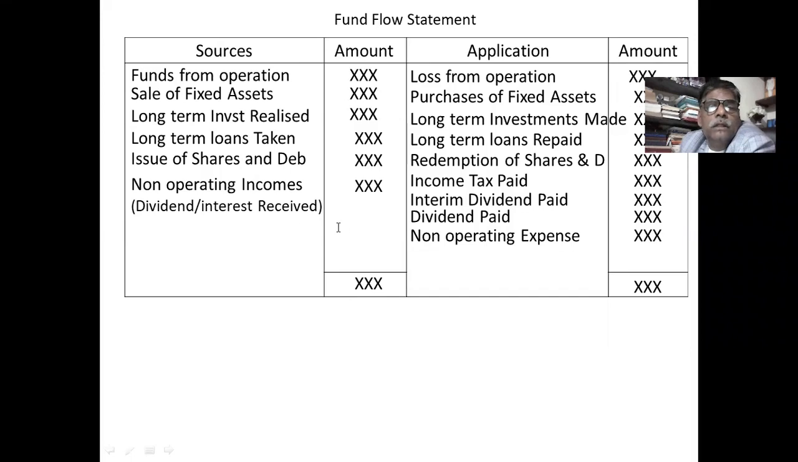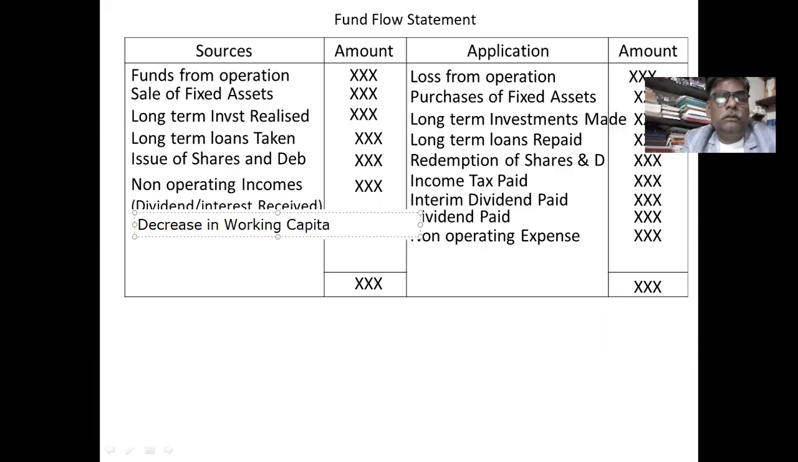If the difference comes here, you record it as decrease in working capital. If the difference comes on the credit side, it is increase in working capital.